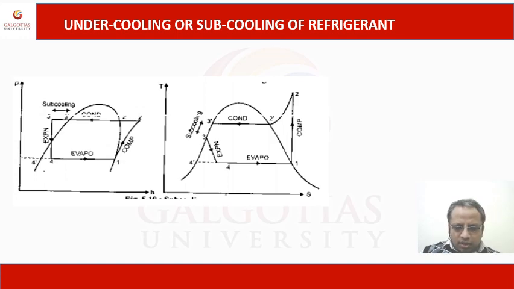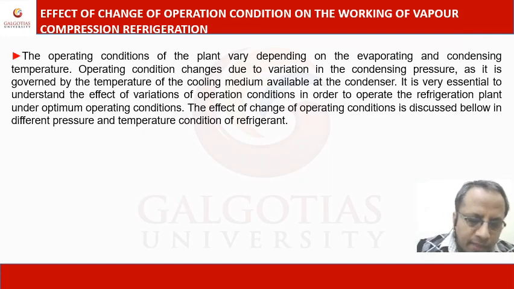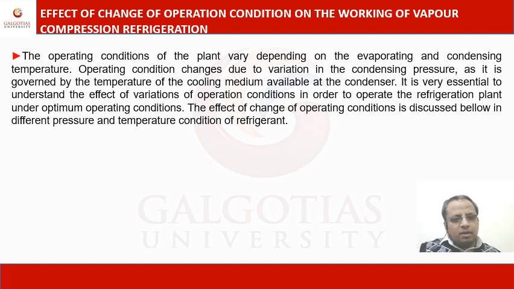Now here we can see the subcooling state, meaning the cooling of refrigerant below the condenser temperature. This is the condenser temperature and pressure, and the cooling of the refrigerant here. So the cooling temperature TC1 must be below the condenser temperature. This is the condition of undercooling or subcooling of the refrigerant.